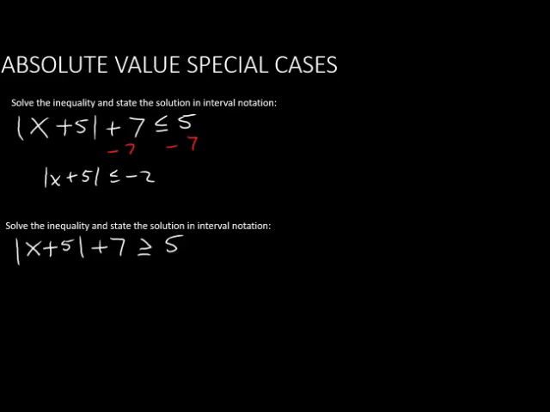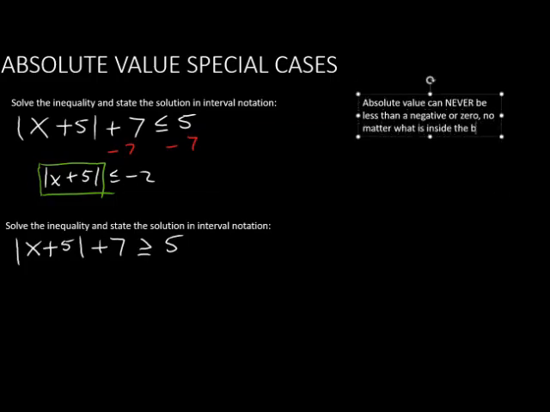The issue with this absolute value inequality is that an absolute value can never be negative, and it definitely can't be less than a negative. It doesn't matter what number I put in for x, that absolute value will never be less than negative 2, because absolute value cannot be negative. That means there is no solution to this inequality, and we say DNE.